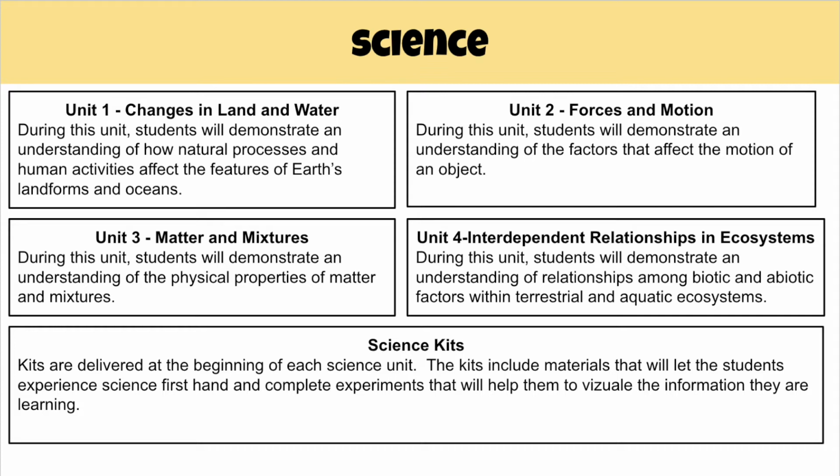In this unit, the students will show an understanding of the factors that affect the motion of an object. In Unit 3, Matter and Mixtures, the students are going to demonstrate an understanding of the physical properties of matter and mixtures. Unit 4 is our last science unit, Interdependent Relationships and Ecosystems. During this unit, students will demonstrate an understanding of relationships among biotic and abiotic factors within terrestrial and aquatic ecosystems.